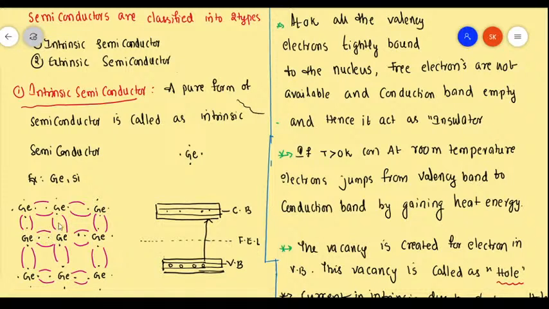This is one covalent bond, this is one covalent bond, this is one covalent bond, this is one covalent bond, by sharing of electrons. Like this, each germanium atom forms four covalent bonds with the four neighboring germanium atoms. When they form like this, they get stability. Now there is no free electron, all these valence electrons are in the bonds. When a valence electron gains energy and jumps to the conduction band, the electrons in the conduction band are said to be free electrons.